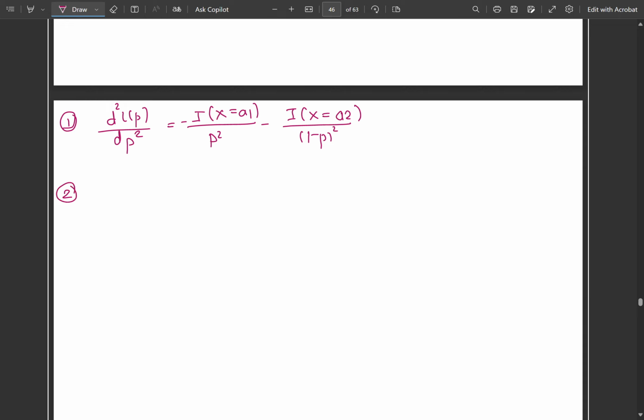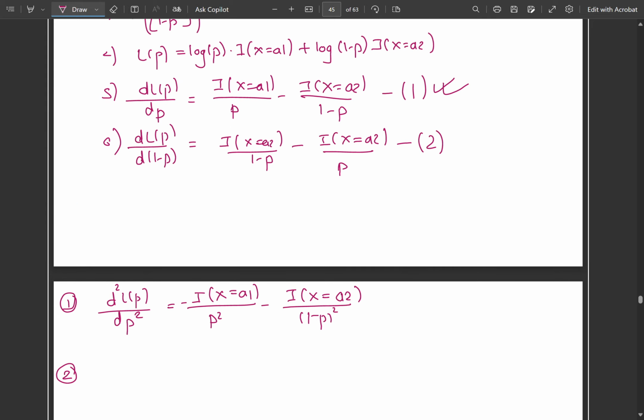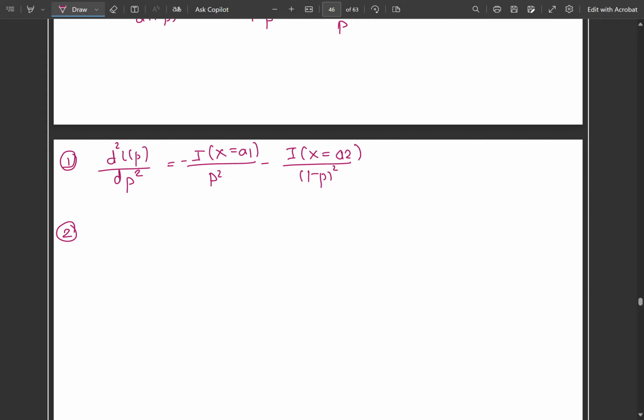Now our job is to take this expression and compute its second derivative. That is, this expression is a derivative of the log likelihood of p with respect to 1 minus p, and we'll take once again the second derivative with respect to 1 minus p. So let's do that. So what we have here is d²L(p)/d(1 minus p)². Can you think for a few seconds what this would be equal to?